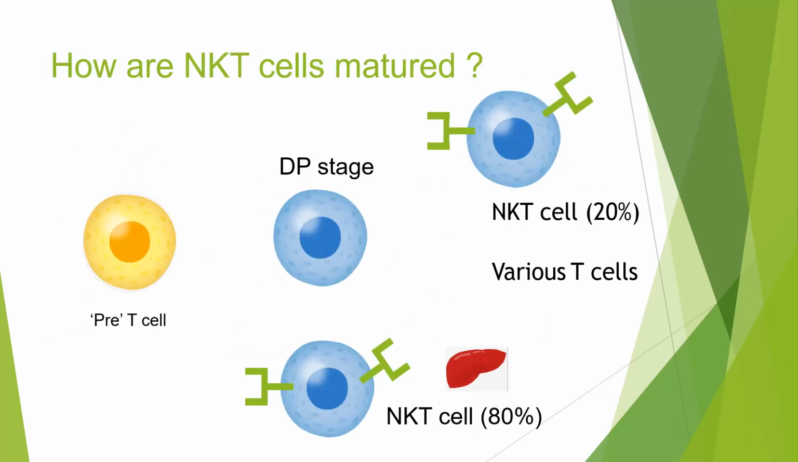Next, we will explain how NKT cells matured. 80% of NKT cells are made from pre-T cells. They differentiate before being DP stage. They exist in liver and they are essential for biological defense. The others differentiate from DP stage. They exist in lung, bone marrow, lymph node, and gastrointestinal tract.